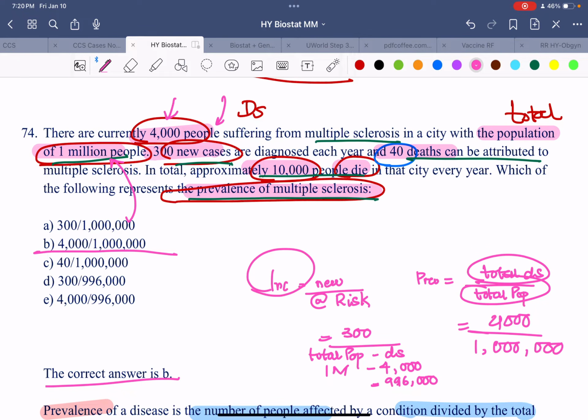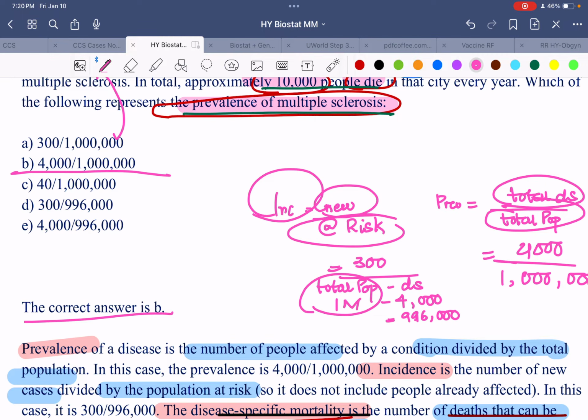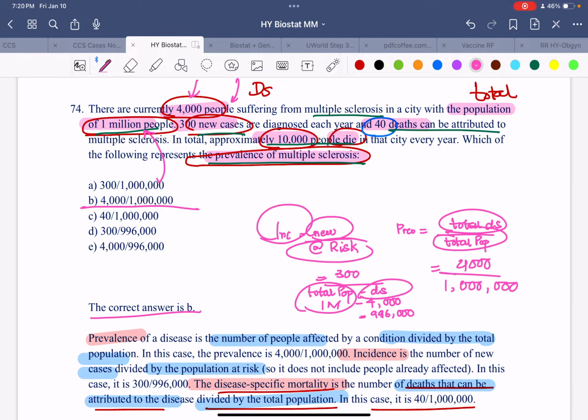Whereas if they asked us for incidence, then incidence is the number of new cases divided by the people at risk. Now, how do we calculate people at risk? People at risk can basically be calculated by taking the total population and then we subtract the people who are already diseased from it. So in this way, the only people who are healthy and are prone to develop that particular disease remain at the bottom, right? Because the already diseased people are not at risk anymore. Therefore, we would calculate it as the number of new people, which is 300 new cases, 300 over here, divided by total population of 1 million minus 4,000. So that would be 996,000.